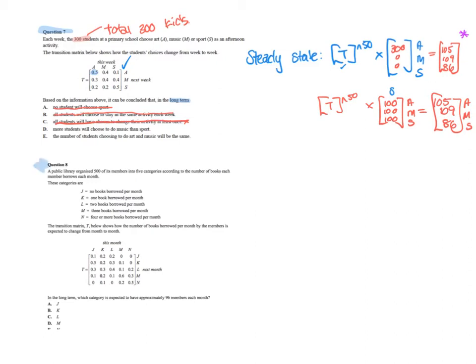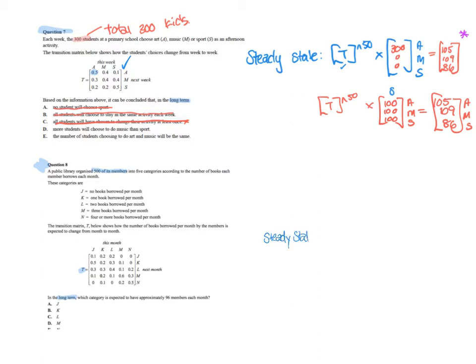All right, so question 8. The public library organised 500 of its members into 5 categories according to the number of books they borrowed each month. And here they are, J, no books, and so on, and all the letters represent that. A transition matrix is shown below. It shows how they go from different amounts of books borrowed, and that's listed here. So we've got the transition matrix. Now, in the long term, so we now know long term is another word for steady state, so we're going to find the steady state.